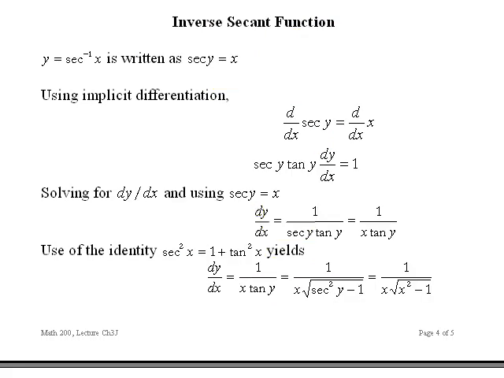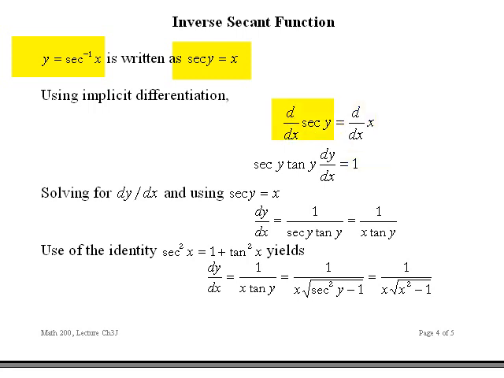Here's another example. Say y is the inverse secant of x. So rewrite this as secant y equals x. Use the implicit differentiation. On this side of the equation, you have d by dx of x, and the answer is 1, so that's done.